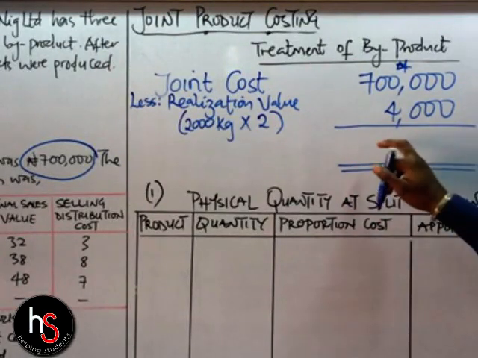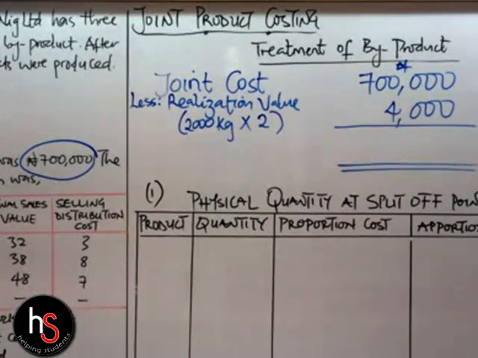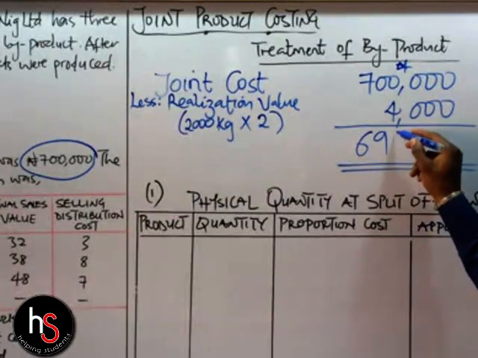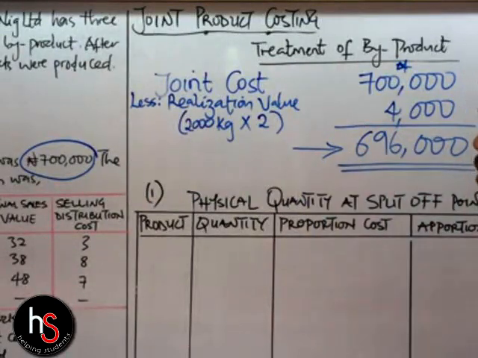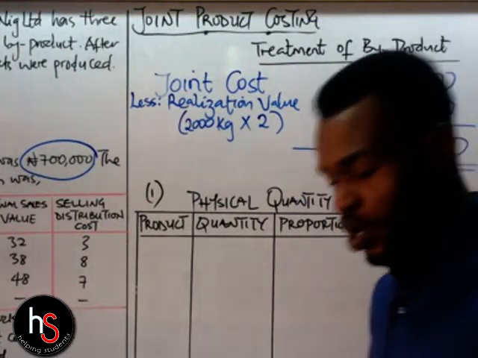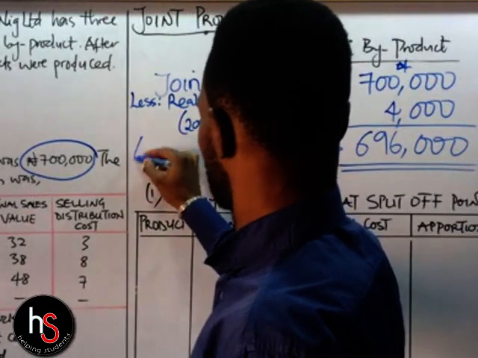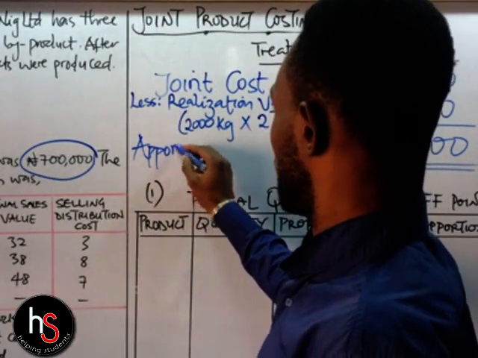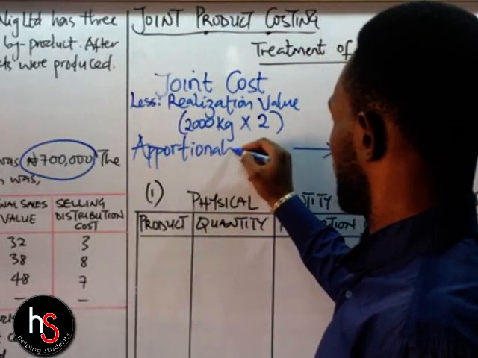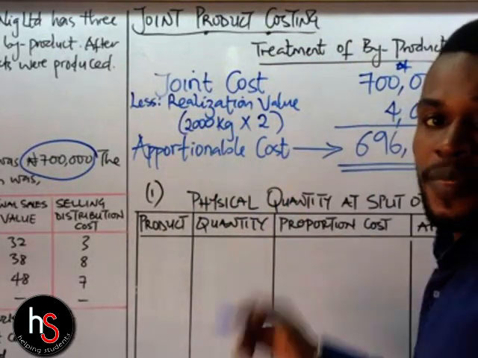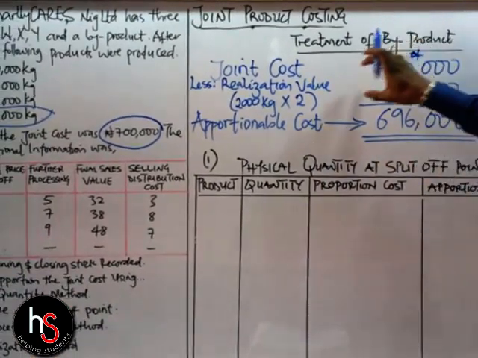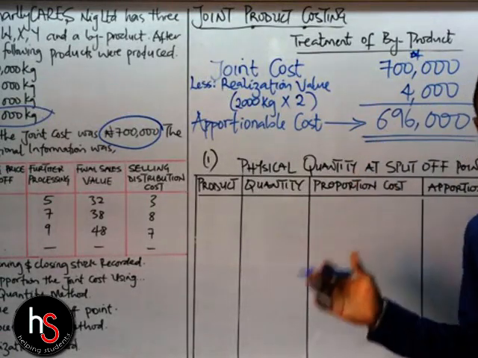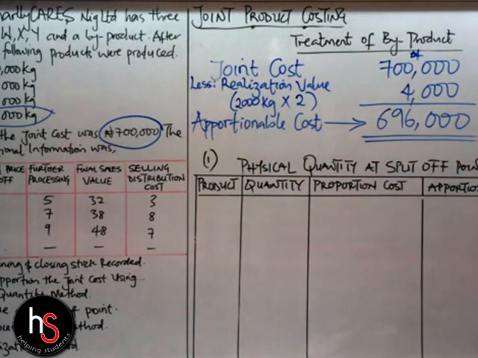Let's get the value. Now 700,000 minus 4,000 gives us 696,000. Now this particular value we have here represents our apportionable costs. So we have it here: apportionable costs. This is the first thing you do before solving with any of the other four methods. You must treat your byproduct. After the treatment of the byproduct, then you can solve any other method you want to solve.